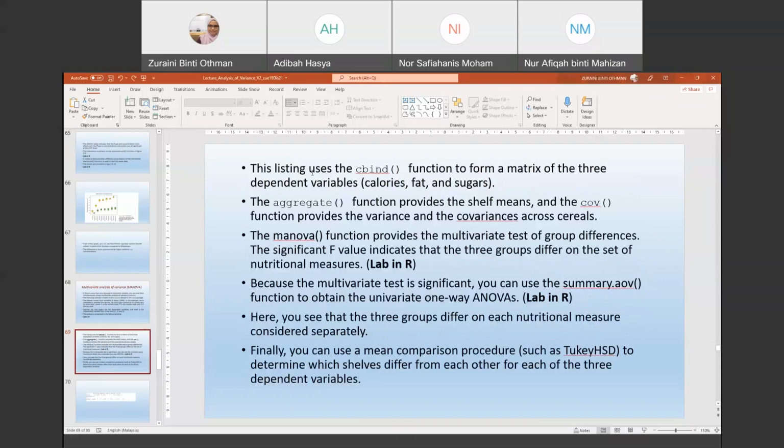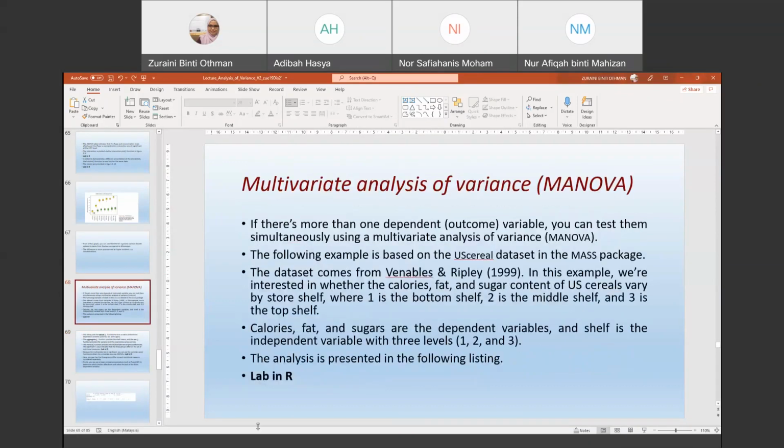Okay, while we are doing the analysis, we use the cbind function to form a matrix of the 3 dependents. Because we already have 3 dependents, we have to build a matrix. Then we use the aggregate function, okay, to get the summary of shelf means. We want to know the mean, okay. Then we do it. Now we do it.